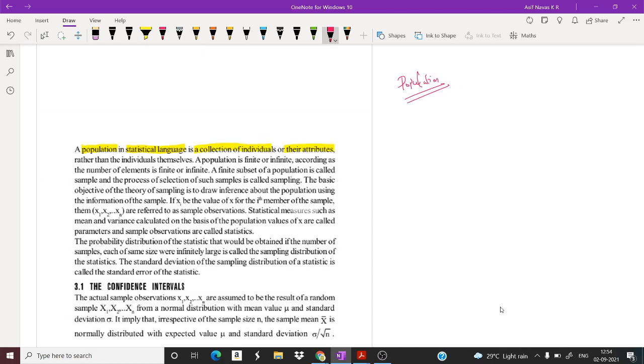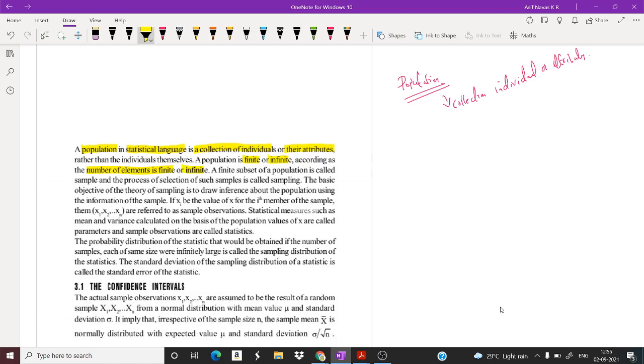Population means it's a collection of individuals or attributes. Okay, and this population may be finite or infinite depending upon whether the number of elements is finite or infinite. So population may be finite or infinite.